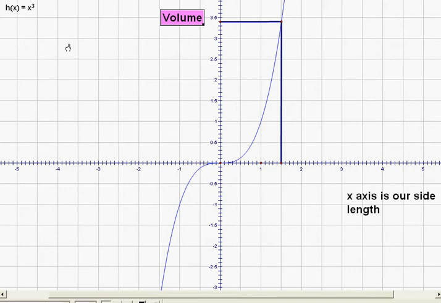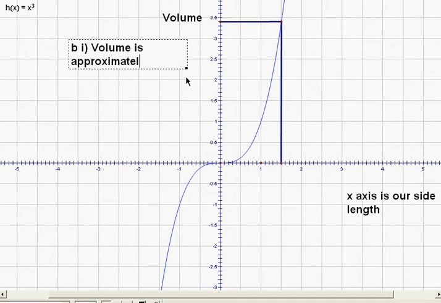So for B1, the volume is approximately 3.4 cubic units. And that graph, of course, is fairly accurate. So I bet you if you went 1.5 cubed, and we can actually do that here.